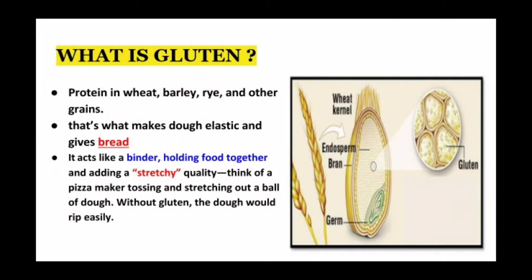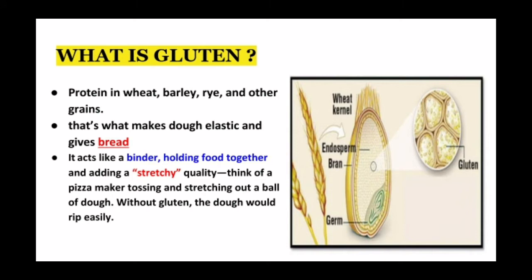So now what is gluten? As I already told, it is a protein which is found in wheat, barley, rye and other grains. The property of this protein is it makes our dough elastic. We can see our bread is spongy, elastic. So what is the function of gluten? It acts like a binder. It holds the food together and it gives a stretchy quality.